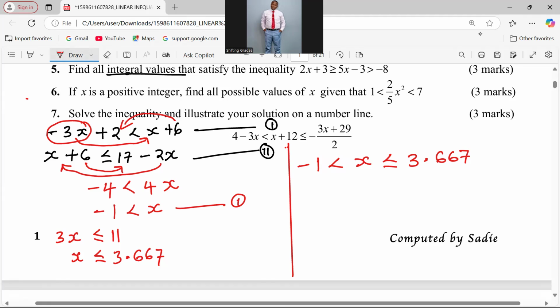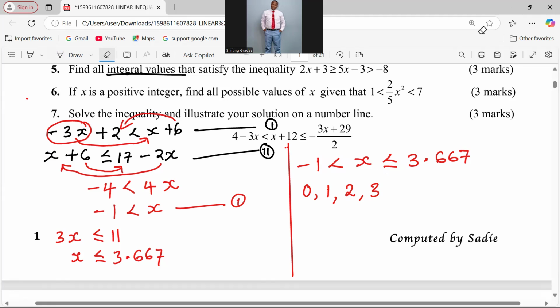So we will start with 0, and it's good for people to note that 0 is an integral value. Then after that, we go to 1, then we go to 2, then we go to 3. Now, something very interesting here that learners are supposed to learn is that there is inclusion at this point. We have less than or equal to 3.667.